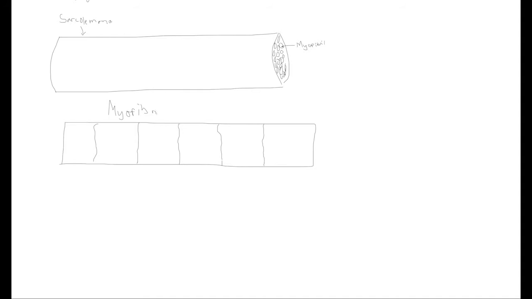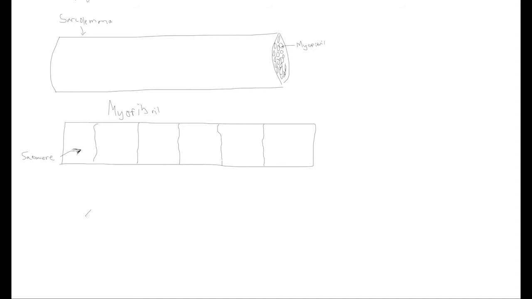Each of these parts, each one, is called a sarcomere. Each one of these. And each of these sarcomeres is going to be able to contract on its own. So each of these sarcomeres is going to be able to contract, and then therefore the entire myofibril will contract when those sarcomeres contract.